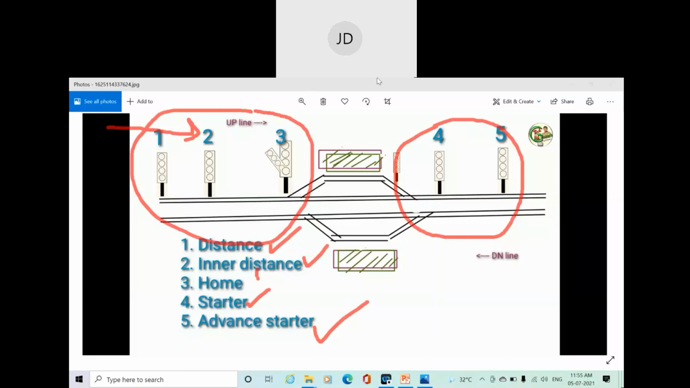Clear? So this is all about today's class. We have discussed different types of stop signals based on position. I'll share the notes and this PPT, don't worry. With this, I just close my sharing.